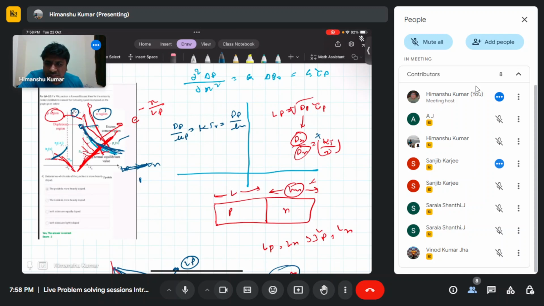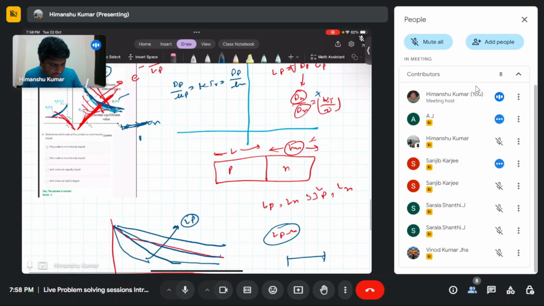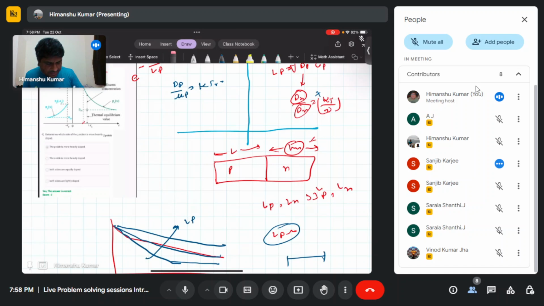Did you get it? Okay. So basically, see it like this. Let me just undo some part of this. So this is the tail, right? As you can see, this has the larger tail.